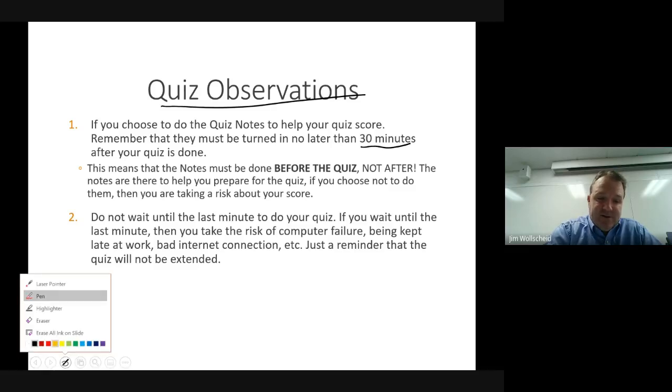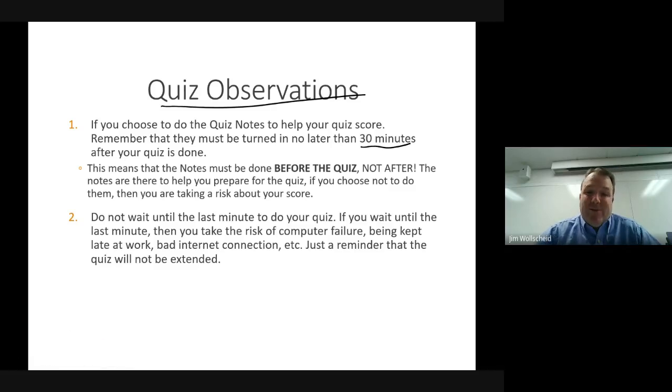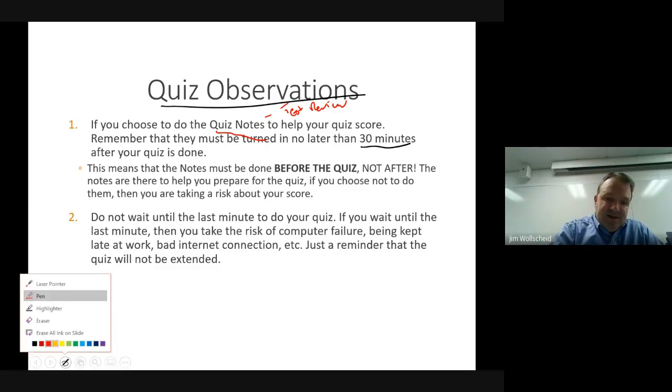They are the test review. At the end of this module, I'm probably not going to put out a test 1 review because I do it as we go along in the chapter. That's what the quiz notes will be. The quiz notes really are the test review. So they're one and the same. So do them.